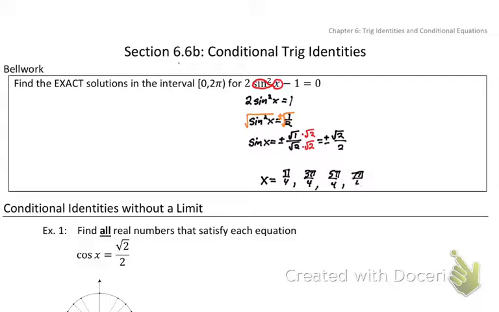How many do you want to actually write down? All of them. Whatever I just wrote down is your answer. You have to write down all of the angles that work that are between 0 and 2 pi. That means no coterminal angles, so I don't have to keep adding 2 pi to these, but I need to have all 4 of those answers.